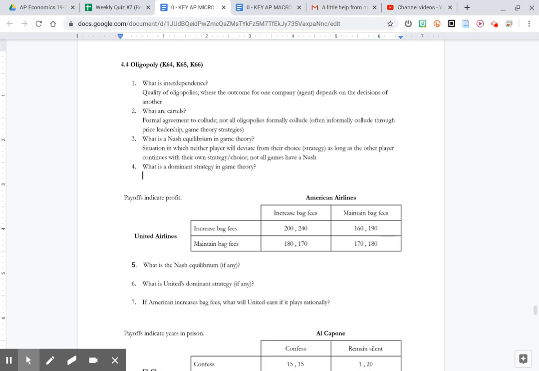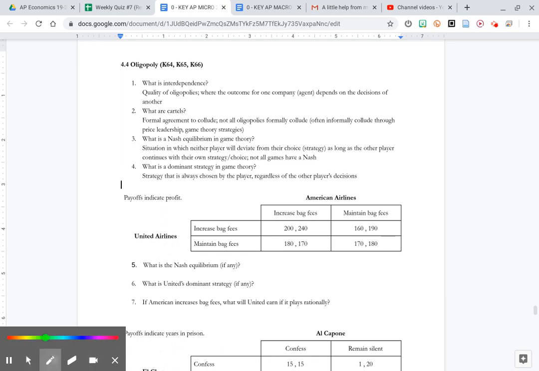And a dominant strategy is a strategy that is always chosen by the player, regardless of the other player's decision. And again, you don't necessarily have to have one. And so we'll look at some examples here. The first one says payoffs indicate profit. American Airlines, United Airlines, two airline companies here. And we're going to just solve this one first and then answer some questions.